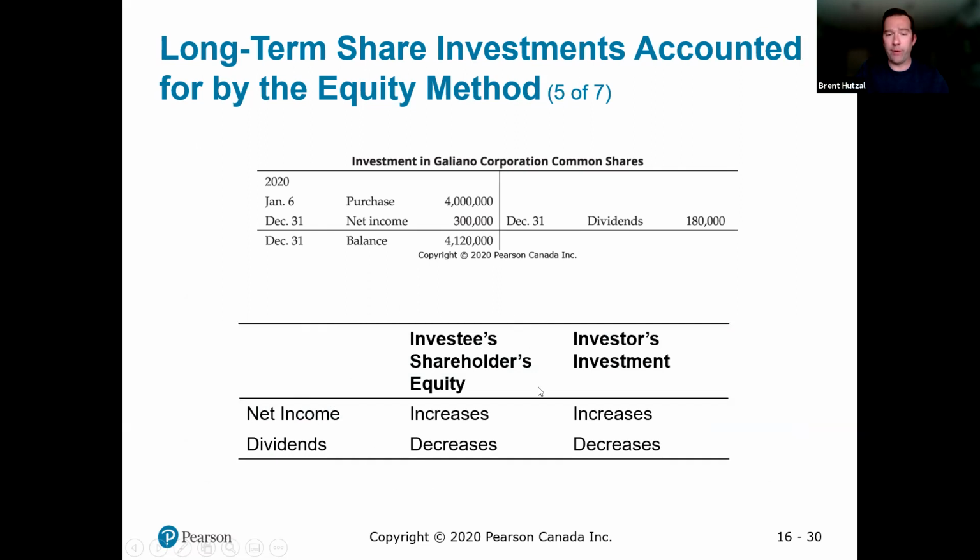Now, very important to keep in mind that net income will increase that investment account and dividends will decrease that investment account. And this will look very familiar if you think back to our conversation about retained earnings and net income and dividends. If you think back to that, we talked about how net income will increase retained earnings and dividends will decrease retained earnings. Well, very similar relationship in this investment account.